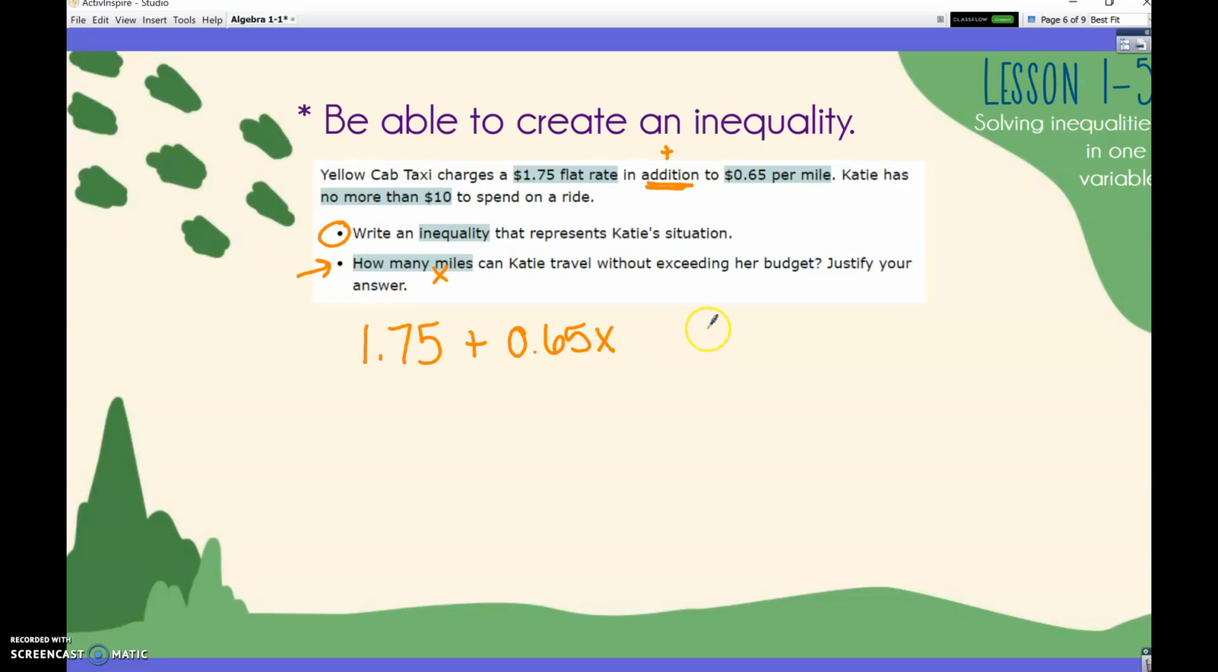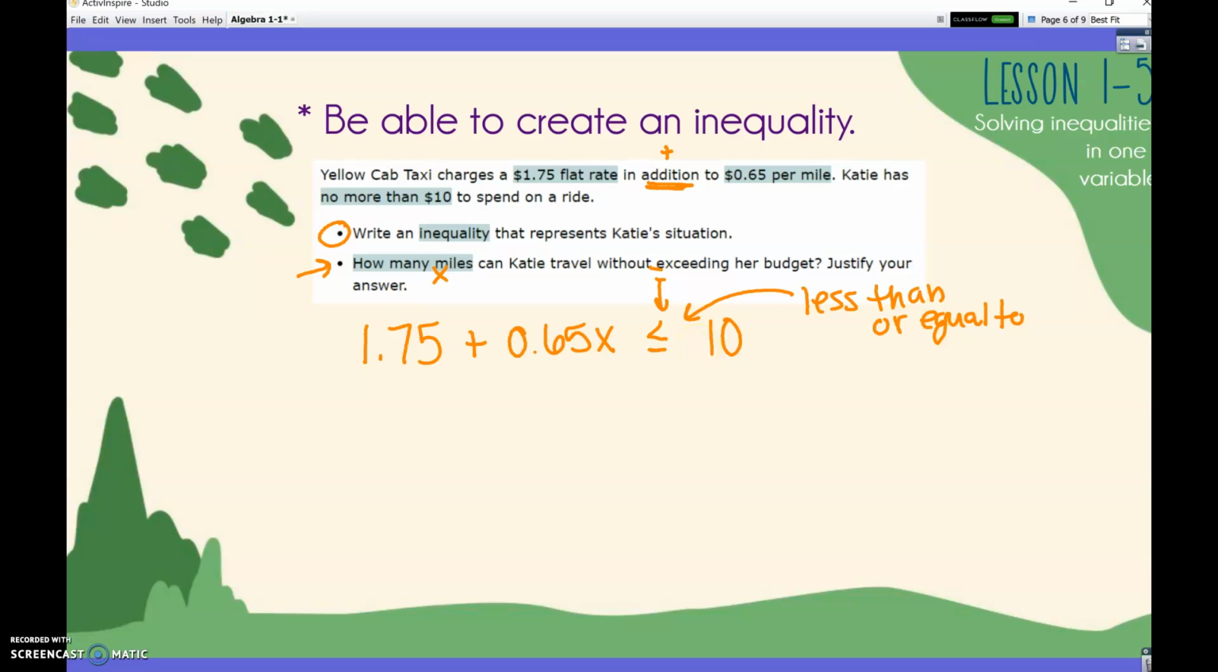We also know we could say she has $10 to spend, and we could put an equal sign in there. But she has no more than $10. She can spend all of her 10, but she's hoping to have a little money left over. So we're going to use this symbol called less than or equal to. This tells us that she has to follow this price line with a $1.75 fee and 65 cents a mile to stay below or equal to $10.